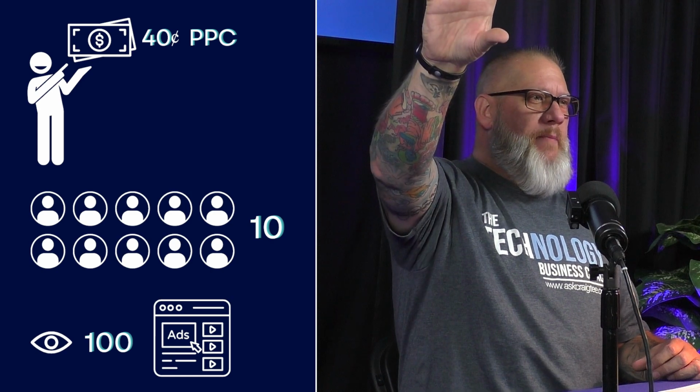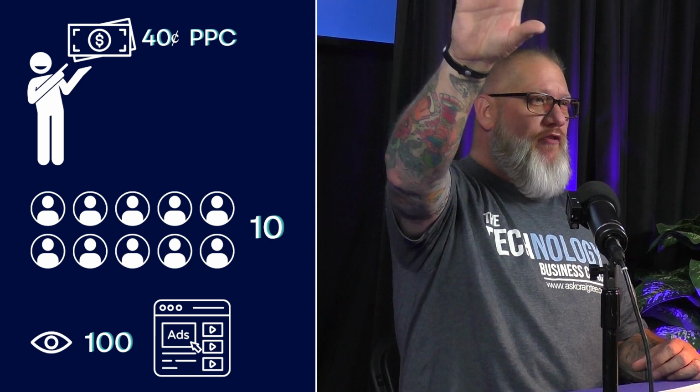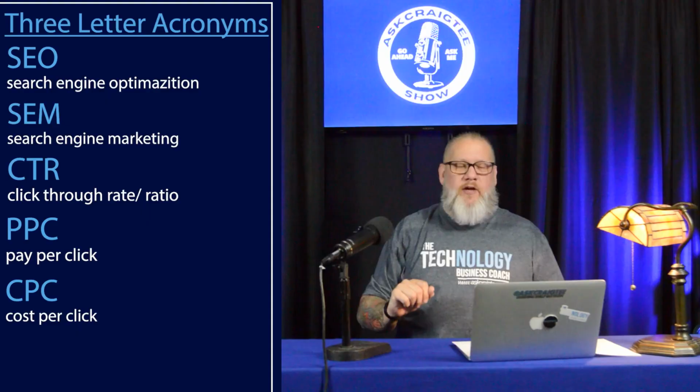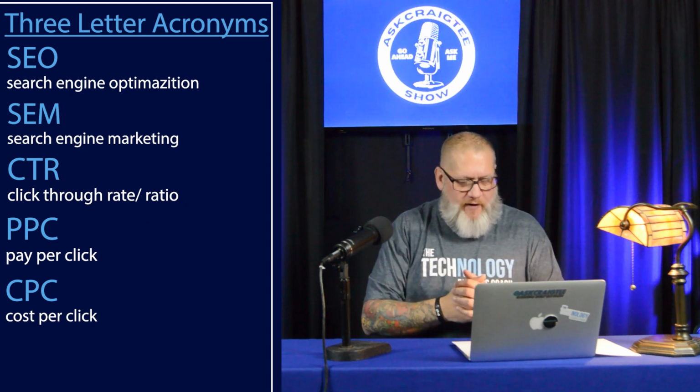So that advertiser would spend 40 cents for 10 people to see the ad, to click on the ad for the 100 people that actually saw the ad. So that's an example of how those things are kind of tied together.